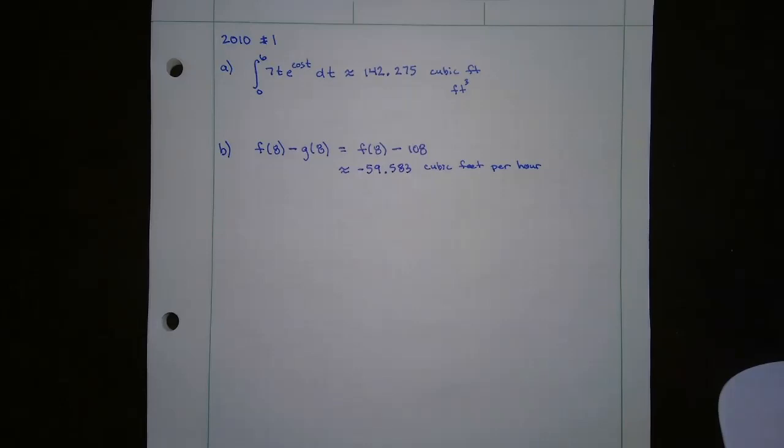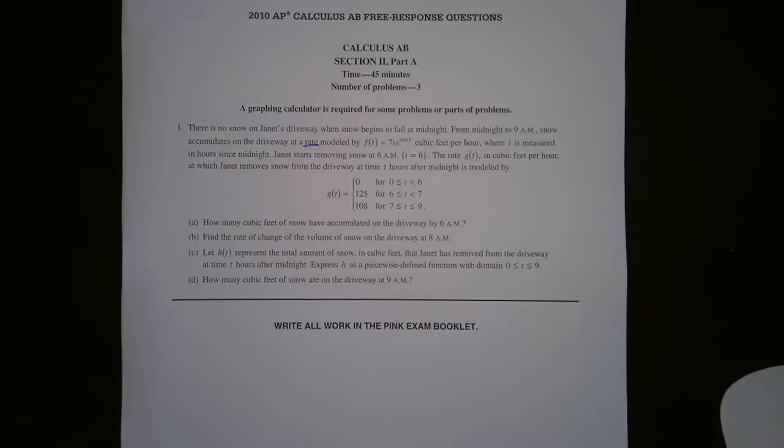Let's move on to part C. For part C, let H of T represent the total amount of snow in cubic feet that Janet has removed from the driveway. So we're talking about how much she's removed at time T hours after midnight. Express H as a piecewise defined function with domain 0 less than or equal to T less than or equal to 9.